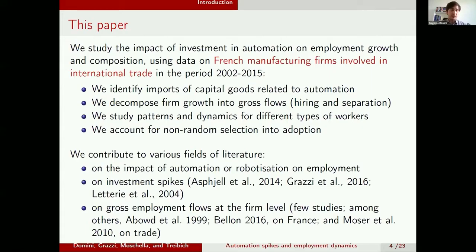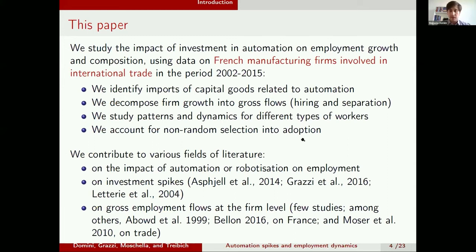As I was saying, we contribute to this field of literature on the impact of automation on employment, but also to some different fields of literature, like that on investment spikes in general, the literature on gross flows, and finally the literature on studies looking at gross employment flows at the firm level, which is very scarce, also because the data needed to construct these flows at the firm level is quite rare.